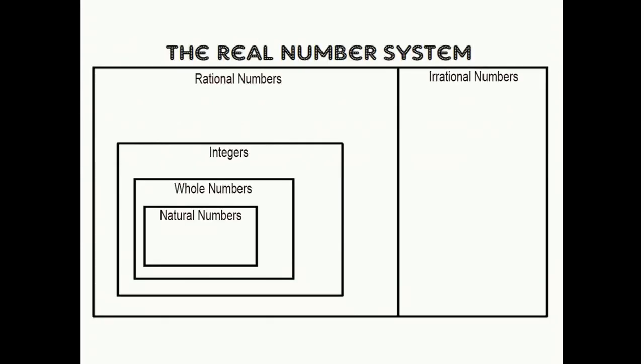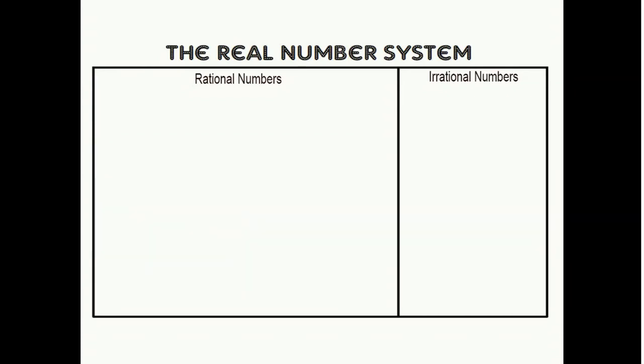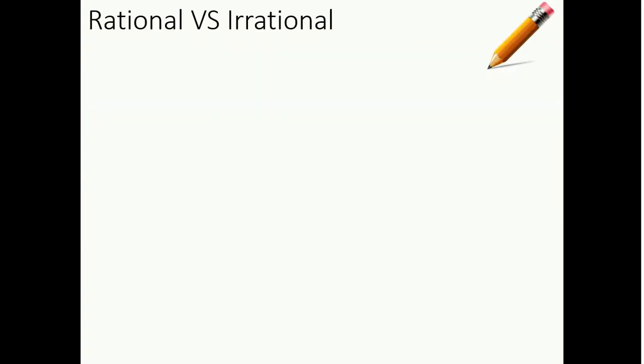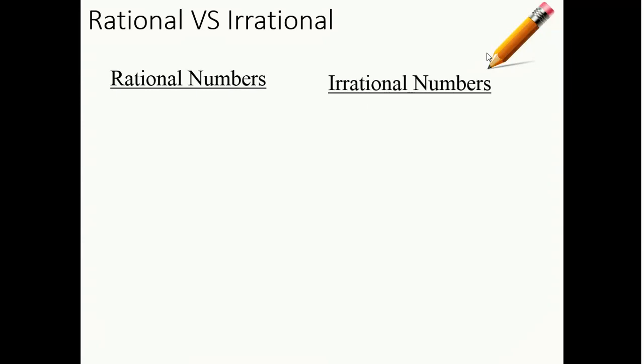So here is the real number system. This is what it's going to look like when we look at it. But right now we're just going to look at what's a rational and an irrational number. So we're going to look at the difference between those two right now. Now, rational versus irrational. Remember, if you see the pencil in the right-hand corner right here, you should definitely write these down. So, rationals, irrationals.